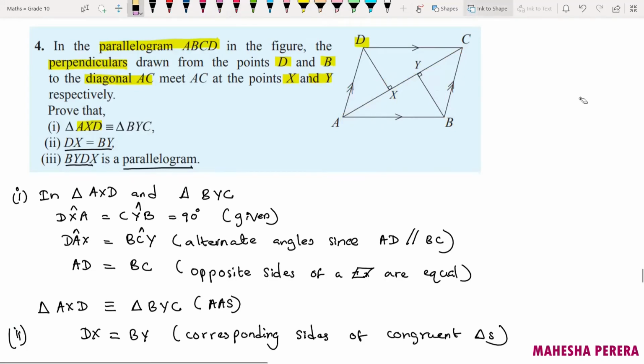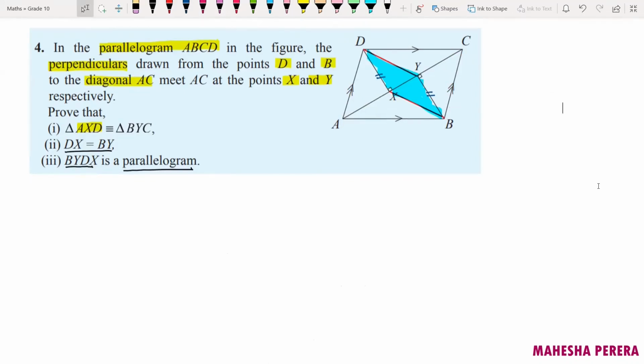Now if I join D and Y and X and B, I can find out this quadrilateral. Okay, now we need to prove this quadrilateral is a parallelogram. Right, now already what do we know? We know that these two sides are equal, right? Now, what's the theorem that you're going to use?